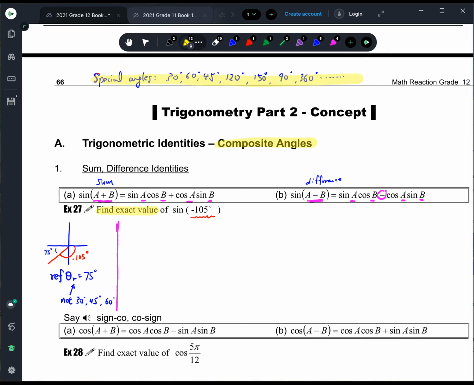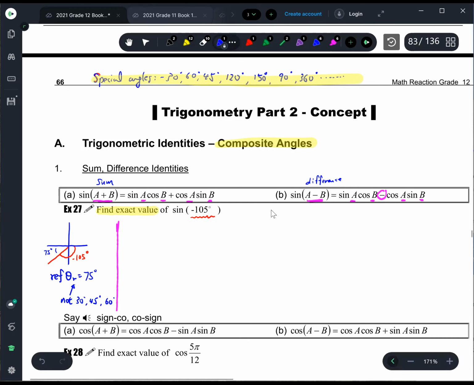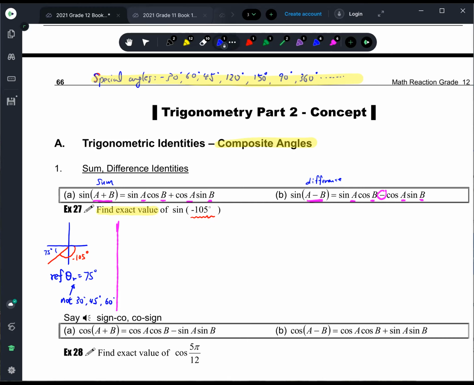Angles can be negative as well, right? So you could have used -30 if you like. It's still special because it has a reference angle of 30, 60, or 45. So there are many ways, okay? You can get it either by adding or by subtracting.